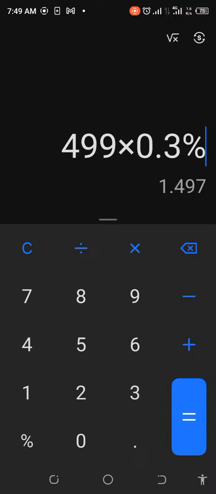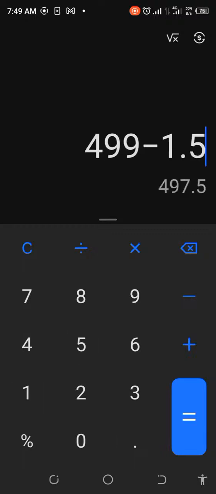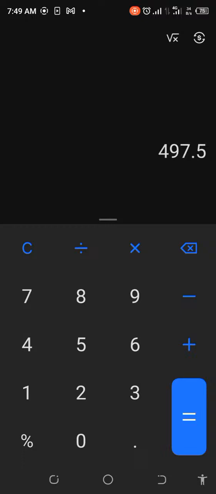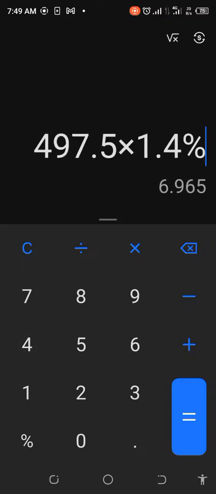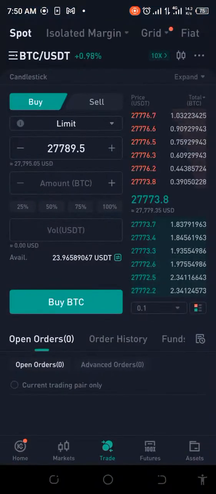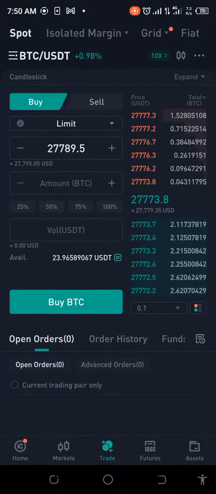So let me remove that again. I'm doing this so that you'll see what you will get if you're using a bigger capital. So what was left is $497.5. Let's multiply 1.4%. We'll make about $7 on a $500 capital. That's what I'm trying to bring out to you. I'm intentionally showing you this with a smaller capital, so that if we can make profit with this amount, obviously making profit with a bigger amount is guaranteed.